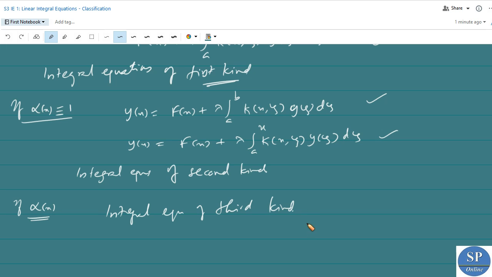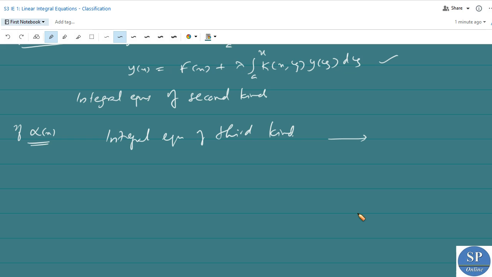However, by suitably redefining the unknown function and the kernel, it is always possible to rewrite an integral equation of third kind in the form of an integral equation of second kind. That is, we can convert an equation of third kind into an equation of second kind.